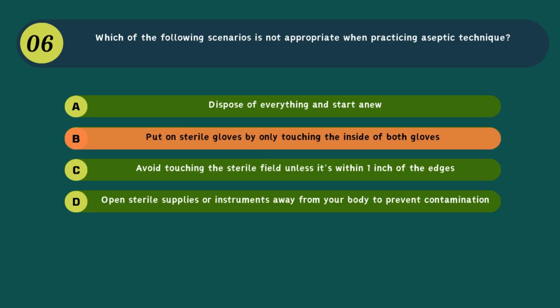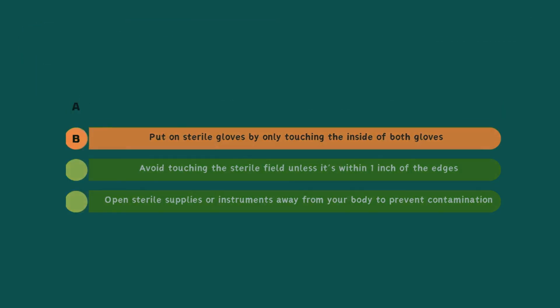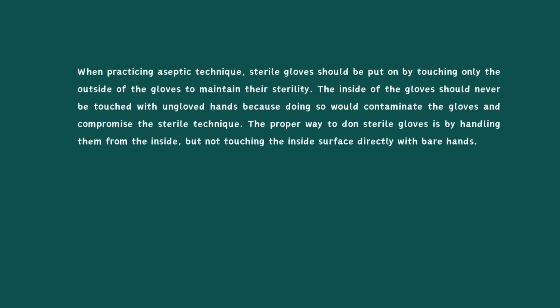Correct answer. B. Put on sterile gloves by only touching the inside of both gloves. When practicing aseptic technique, sterile gloves should be put on by touching only the outside of the gloves to maintain their sterility. The inside of the gloves should never be touched with ungloved hands, because doing so would contaminate the gloves and compromise the sterile technique.